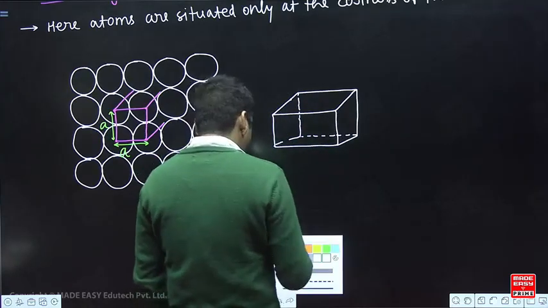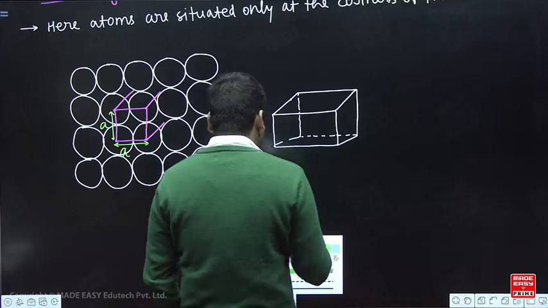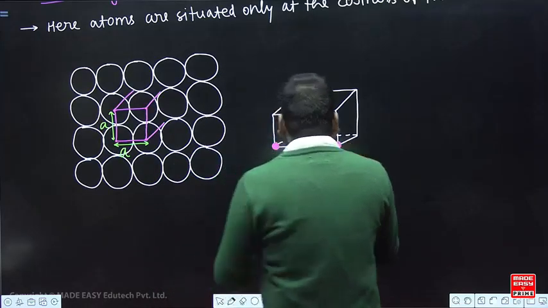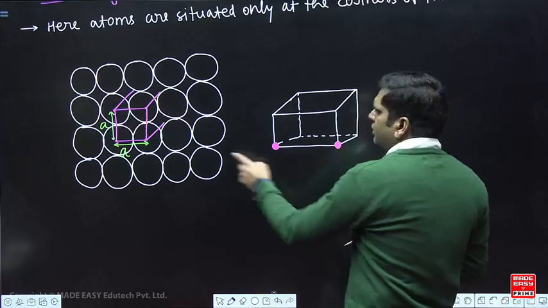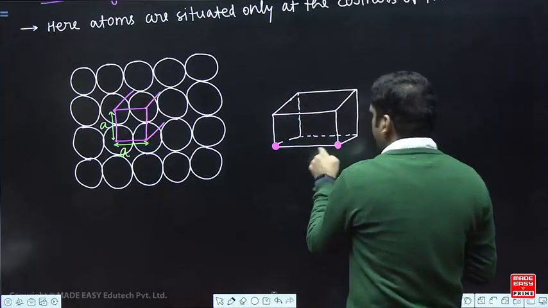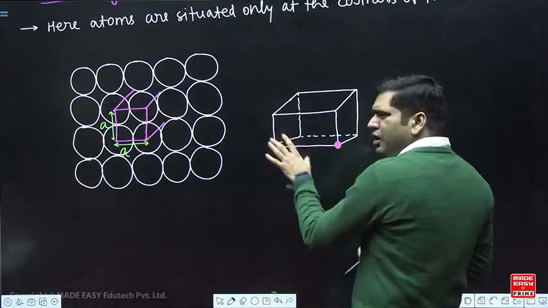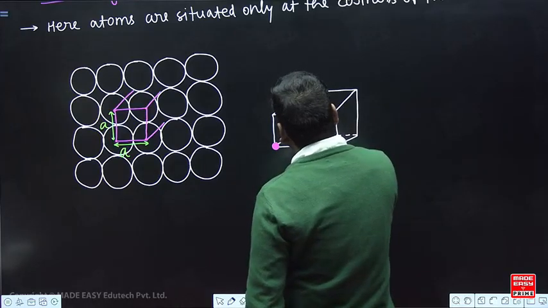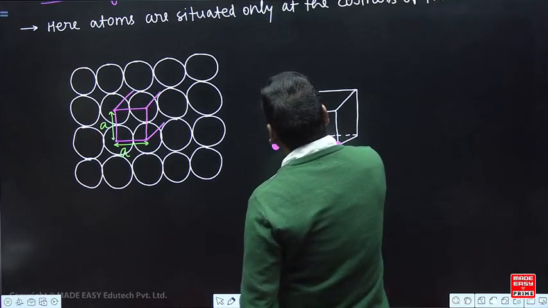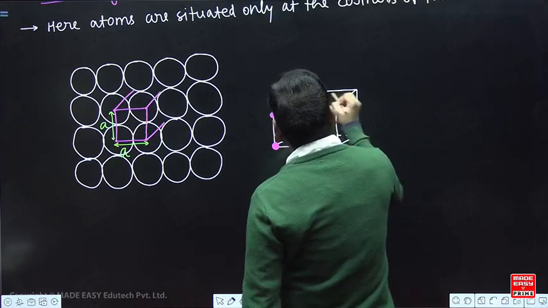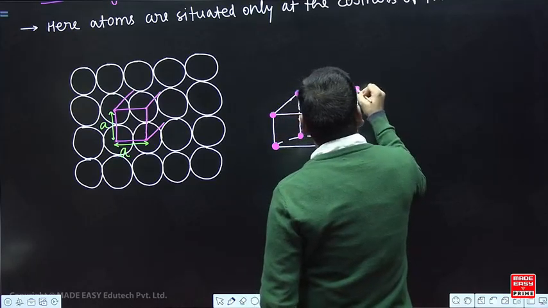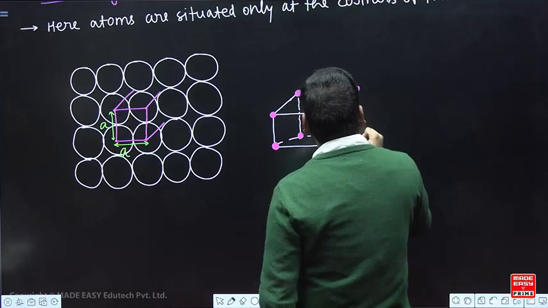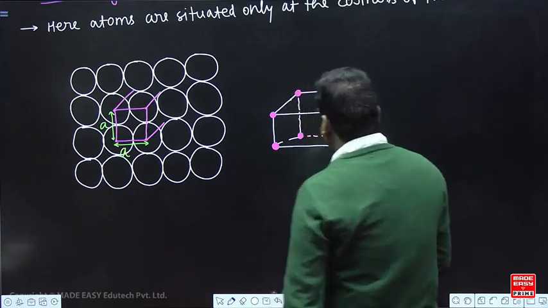Suppose one atom is at this location. These two atoms are touching each other. Just these two are the atoms which I am making here. It is a way to show them by reduced sphere. These are the corner atoms. So you have 8 corner atoms.